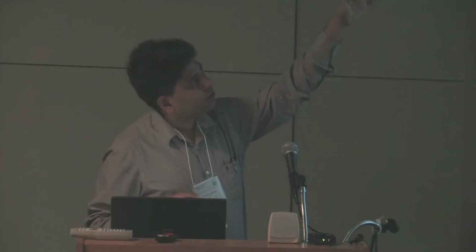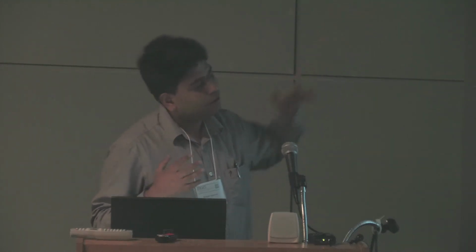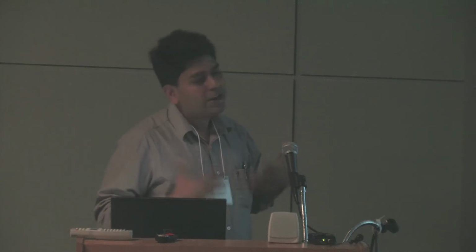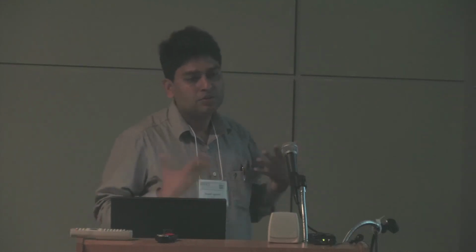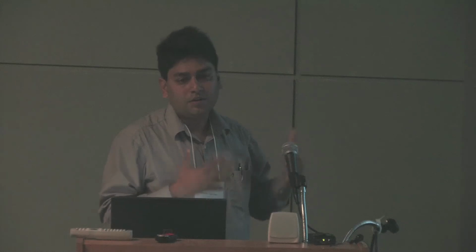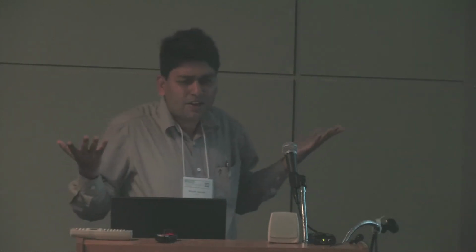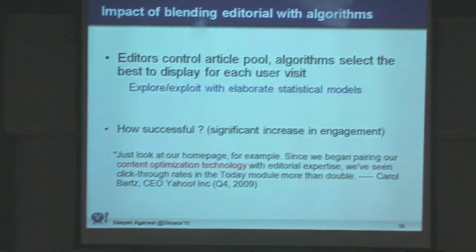So again, what we have done so far is we have tried to blend editorial oversight with algorithms. Earlier, content was served on the Yahoo front page purely through editorial oversight. It's just like a newspaper, right? You have articles, editors come, they create articles, they stitch together a newspaper, and it's there for the world to see.